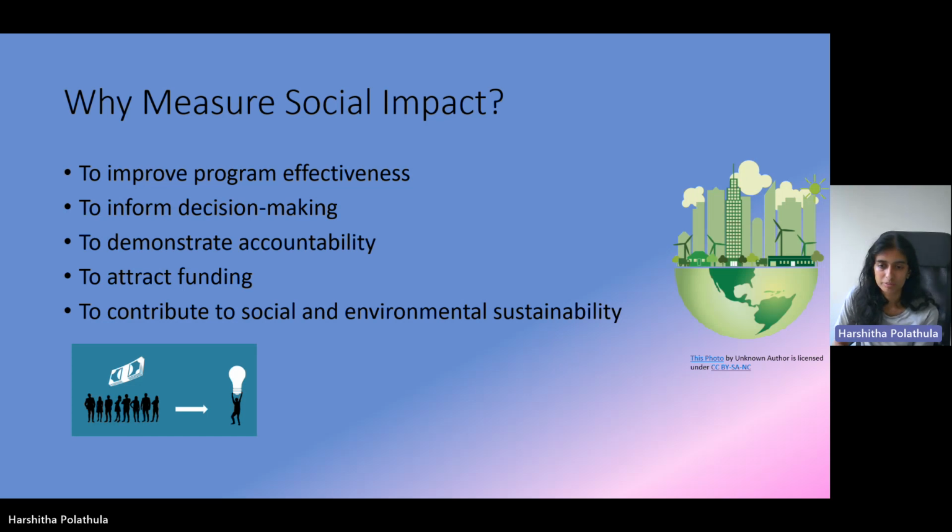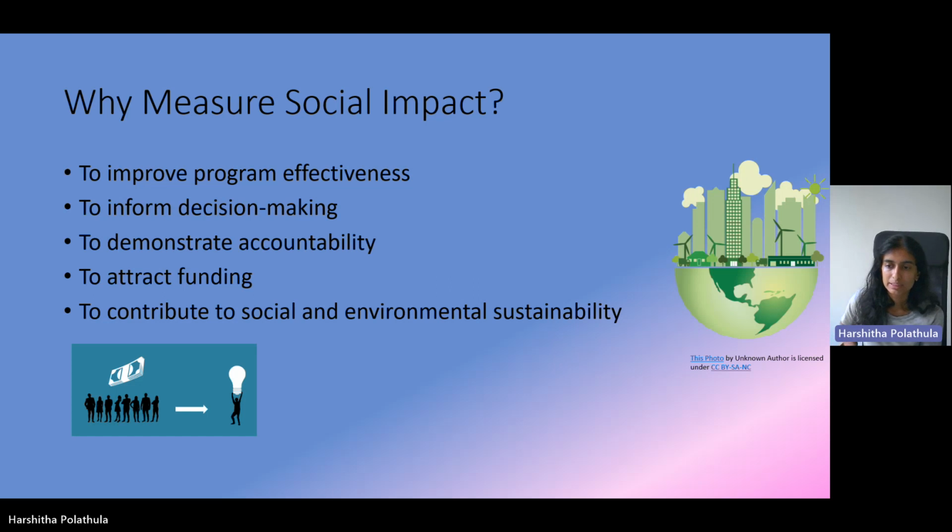And the final reason, which we have mentioned here, is to contribute to social and environmental sustainability. What do we mean by this? Measuring social impact can help organizations to understand the social and the environmental implications of their activities, and they can take steps to minimize the negative impacts and to maximize the positive impacts. So this is a way in which social impact measurement can contribute to environmental sustainability. And this is increasingly important in today's world.